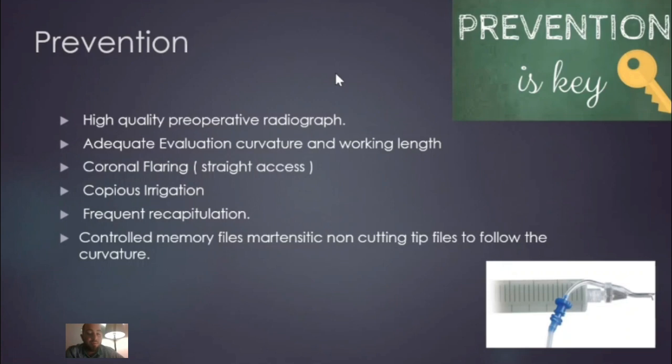Copious irrigation using different types of irrigants, especially sodium hypochlorite, will always help us to clean the debris and keep the canal patent. We can also keep the canal patent by having frequent recapitulation. Using controlled memory files with non-cutting tips is also advisable. This type of files can follow the curvature of the canals and never deviate from the original path of the canal.